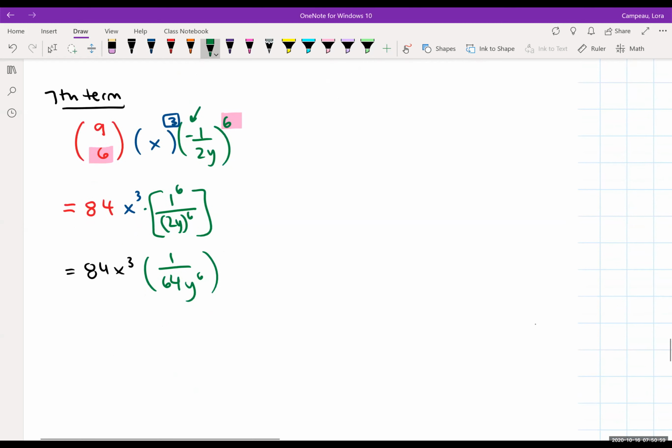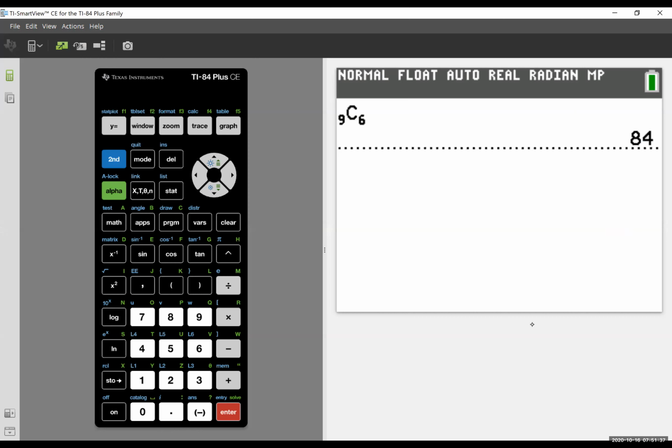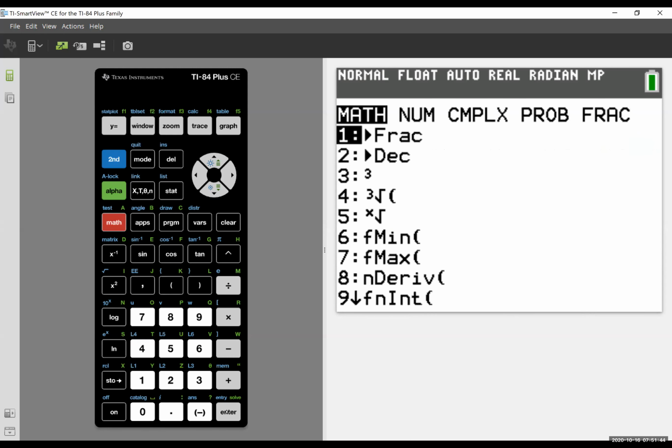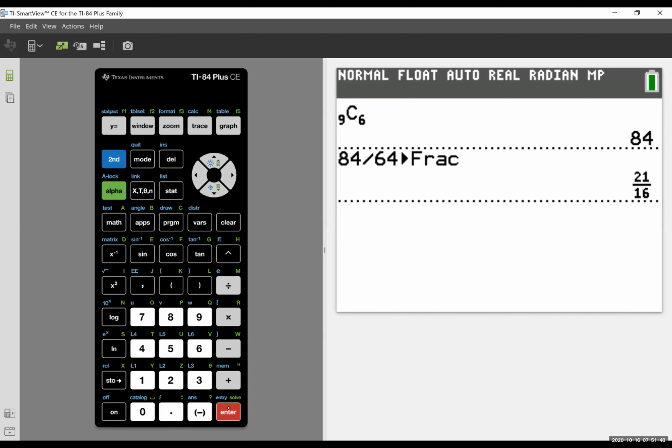And so now it's a matter of just making sure everything's as simplified as possible. So for one thing, you are multiplying a whole number by a fraction, so you could put it over 1. I do see that x cubed would be in the numerator, y to the 6th in the denominator. And then we're looking at what is 84 over 64. We'll just do our best to reduce that to lowest terms. I do see that they're both even numbers. Just pull out your TI really quick. That takes a little bit of pressure off of us. So 84 over 64, use the math key fraction, and it reduces our fraction to 21 over 16.